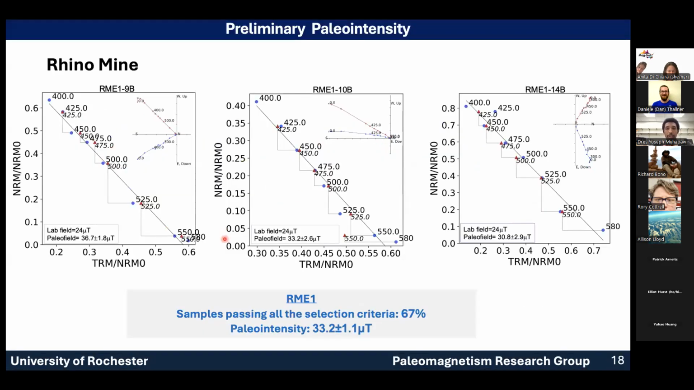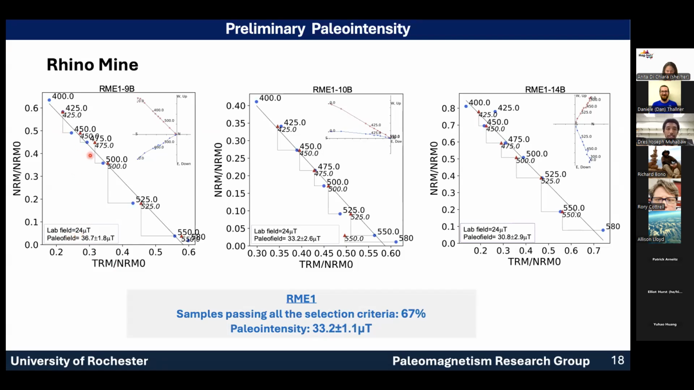So next we go to the paleointensity. We have here the preliminary paleointensity results for those two sites, the Reno Mines and the Magagarape Hills. Here I have a very good array plot showing the paleointensity results. We use the modified Thellier method. This is the NRM loss versus the TRM gain, and we have the applied field of 24 microtesla.